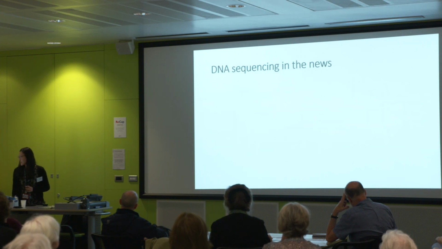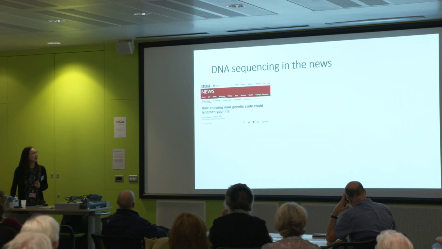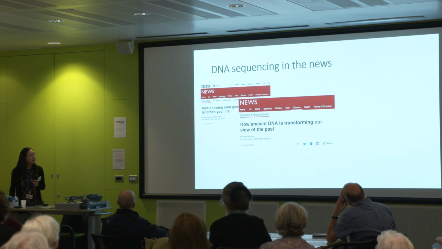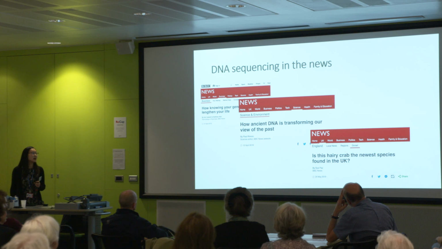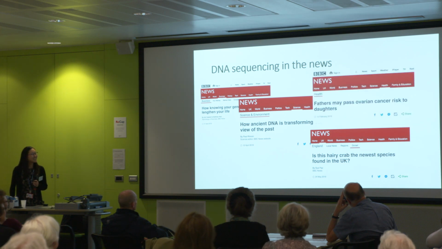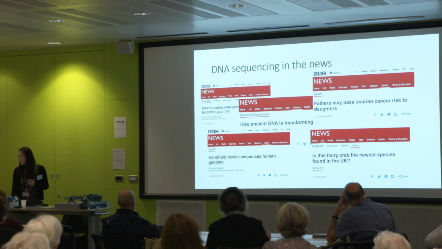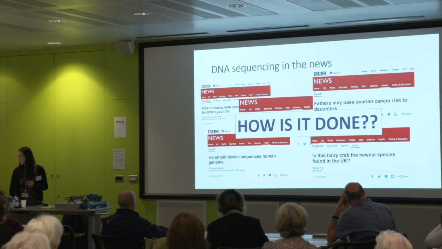So, DNA sequencing in the news. These are all headlines found on the BBC News website, not the Daily Mail. How knowing your genetic code could lengthen your life, how we can use DNA sequencing to study evolution, how we can use it to find out whether you're at risk of a certain cancer, for example. What you're less likely to know is how this is done. How do researchers get this information and how do they come to these conclusions?